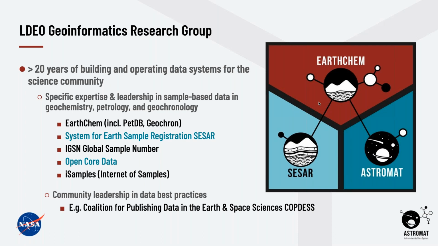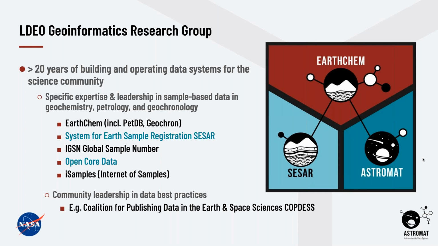Just as a background, some of you may actually have used the EarthChem Library already or any of the other EarthChem data systems. The Astromaterials data system is being developed and in part operated already by the Geoinformatics research group at the Lamont-Doherty Earth Observatory. We have been building and operating data systems for the science community for over 20 years and have specific expertise in sample-based data and lab analytical data such as geochemistry, petrology, and geochronology. We have listed here a number of the data systems that we currently operate and develop. iSamples, for example, is a new project that's under development.